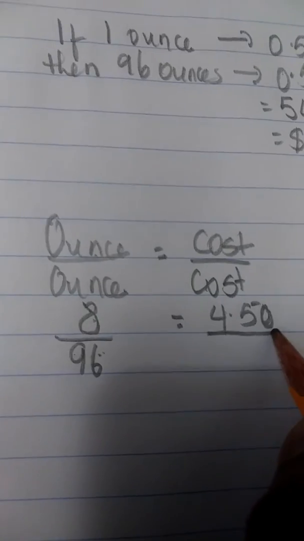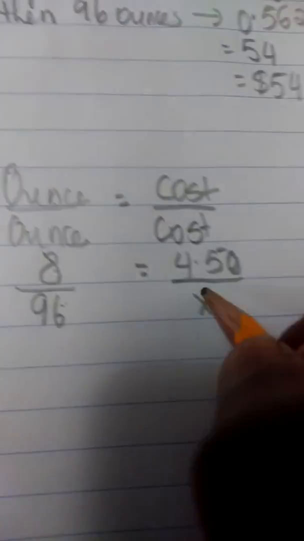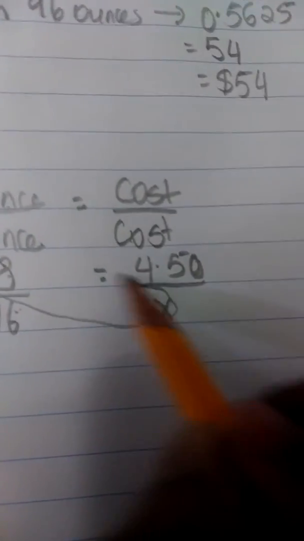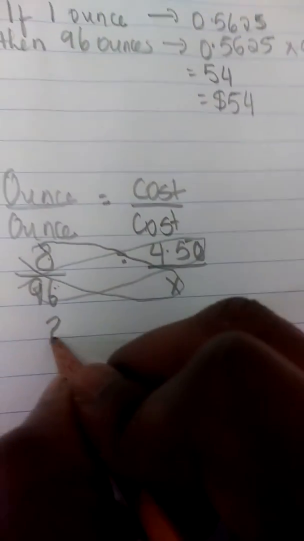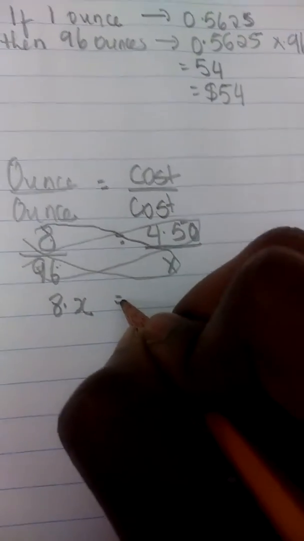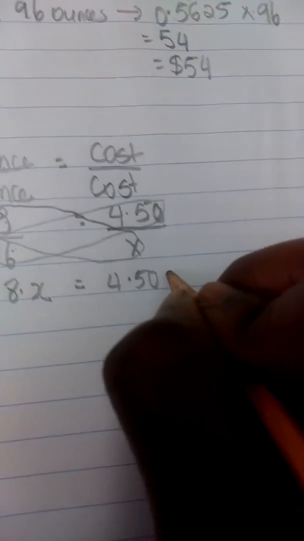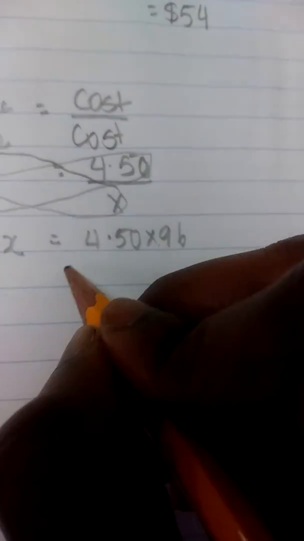So we're going to set up our proportions, and we don't know the number, so we're going to assign a variable x to it. So we cross multiply. So we have 8 times x is equal to $4.50 times 96. So $4.50 times 96 is the same as 432.